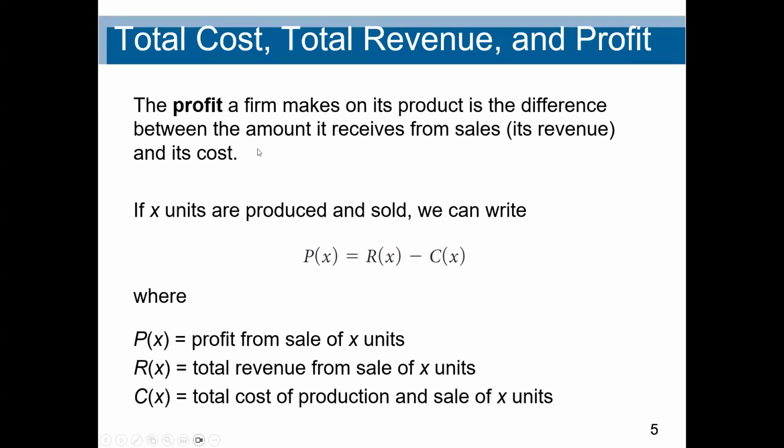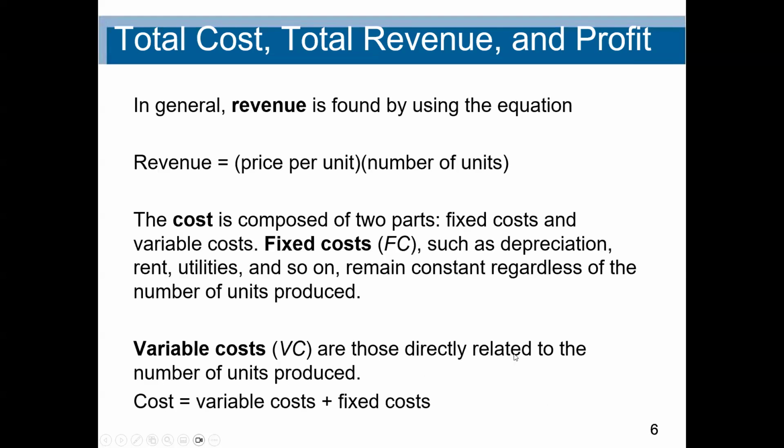Now we know the profit a firm makes on products, as we see in the first example, is always the difference between the amount the company generated, the revenue, minus the total cost. So P at X always is R at X minus C at X. P at X represents profit from sale of X units. R at X represents total revenue from sale of X units. And C at X is the total cost of production and sale of X units.